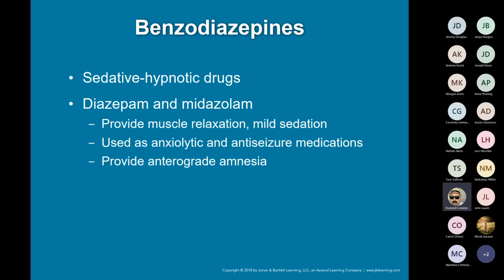So the two medications they talk about when we refer to benzos are diazepam and midazolam. Anything that usually ends in AM is a benzo. So there's a third one in there as well. You have diazepam, you have midazolam, and you have lorazepam. So diazepam is Valium, midazolam is Versed, and lorazepam is Ativan. And those are the big three when we talk about benzos.